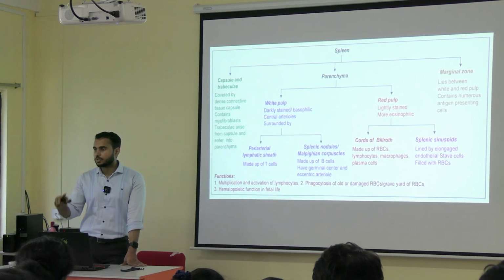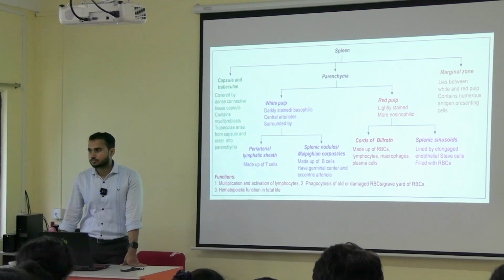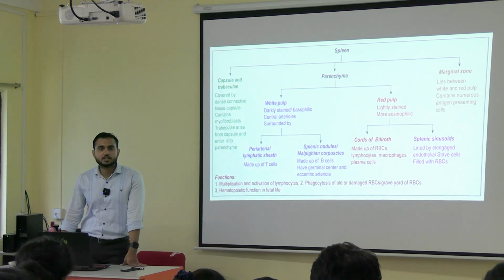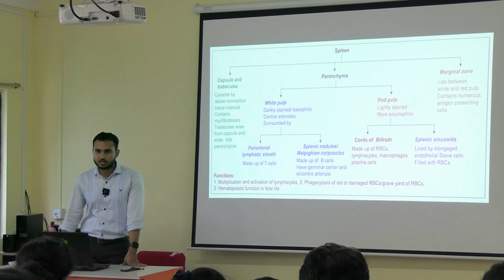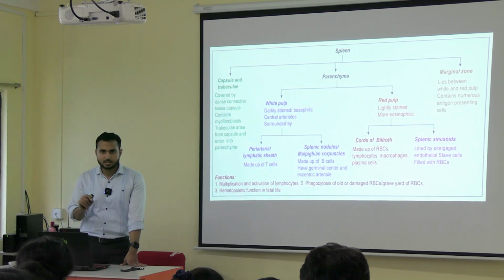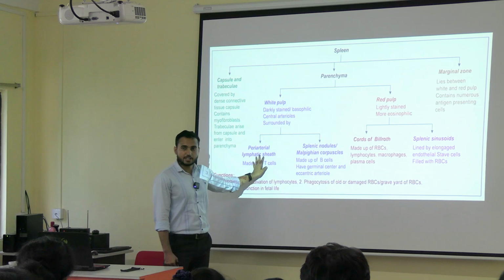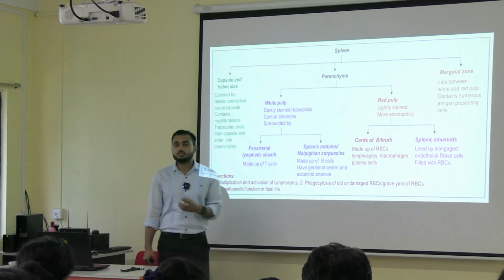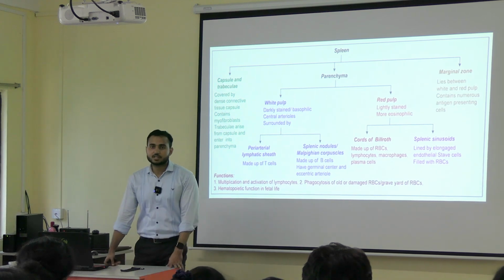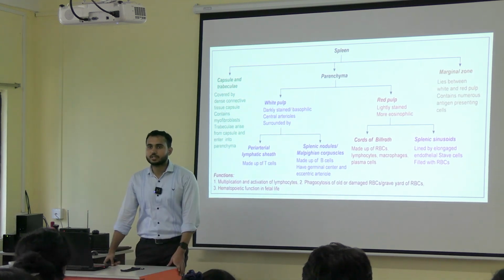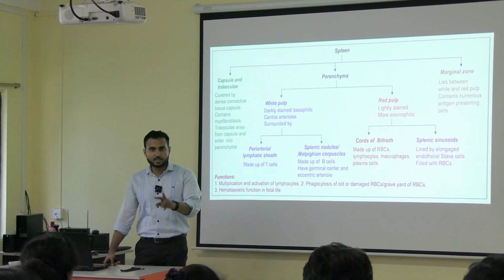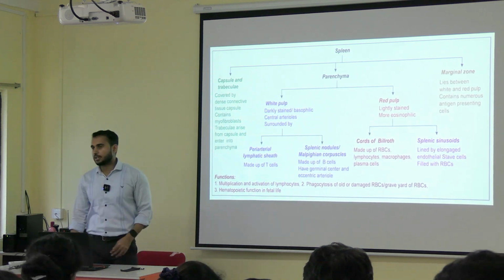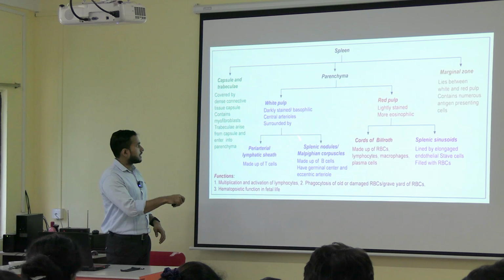What is the difference between concentric and eccentric? Eccentric means not at the center. Concentric means at the center. In this case mostly you will be getting concentric. In this case you will be getting eccentric. Why? Because of the formation of the germinal center that will push it towards the periphery. Like this you can differentiate, under low magnification. So this is the white pulp.